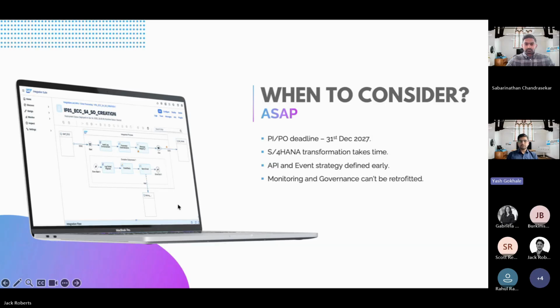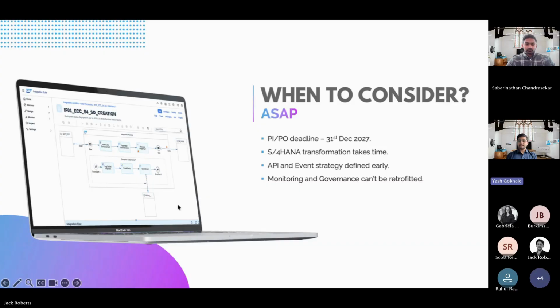Having an API and event strategy defined early is important, because if API management and, say, event enablement and event mesh are introduced late, you risk creating, again, tightly coupled point-to-point integrations. So having this clearly defined and analyzing where your integrations can be modernized is, again, key.